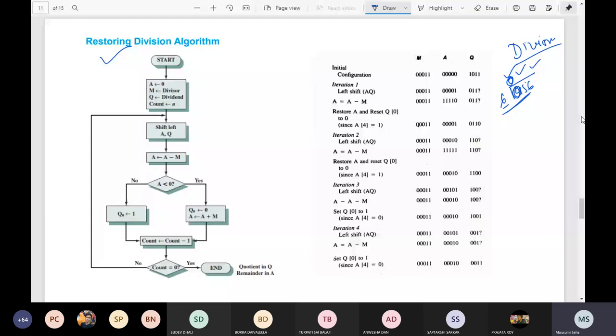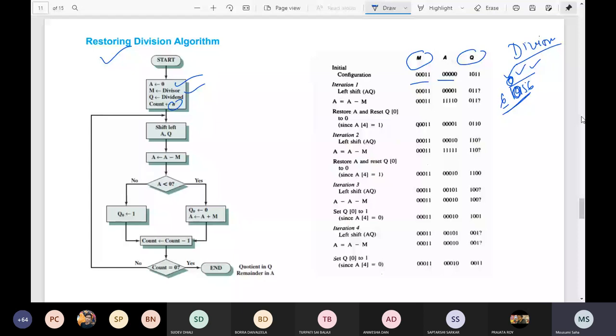Here we consider a register A, the divisor in register M, and another register Q, the quotient register, to keep your dividend. The count depends on your number of bits. Here 5 bits are considered, but I have done many problems with 4 bits, and you will get the same result.